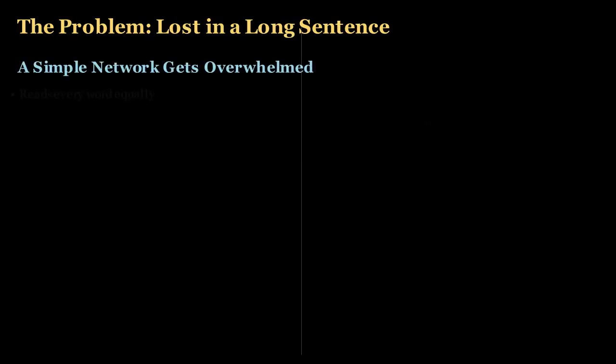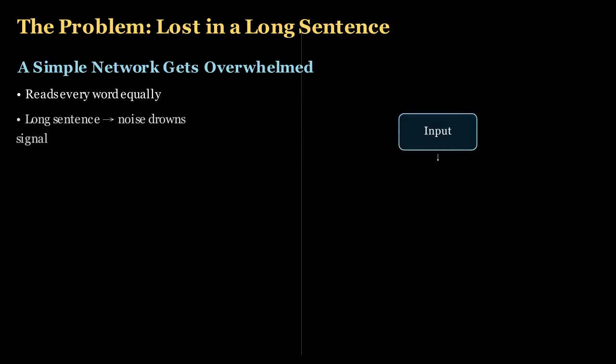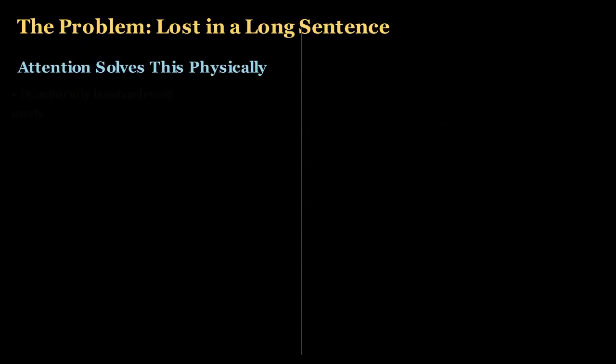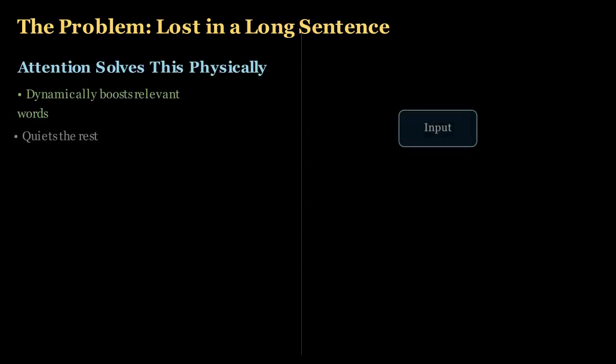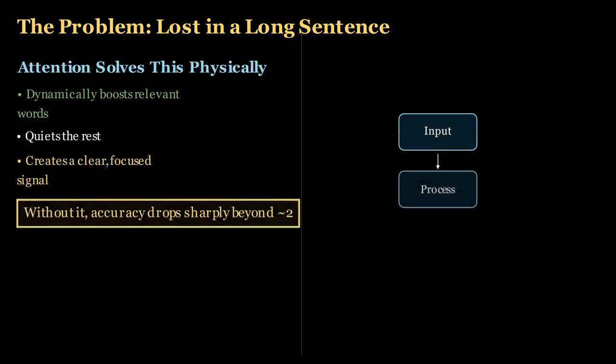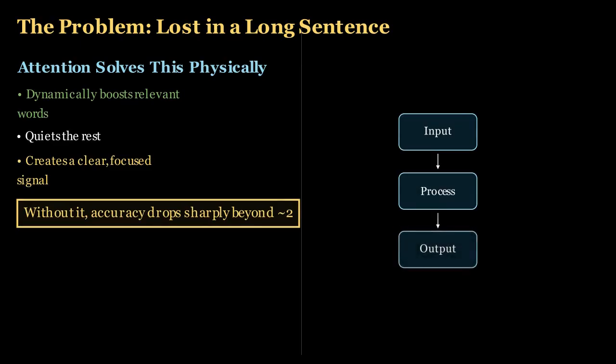We just saw attention as smart filtering. But why is it needed? A basic network reads every word with equal weight. In a long sentence, the key connection gets buried in noise, and the meaning becomes a blur. Attention fixes this by physically boosting the volume on the few words that matter right now, and quieting the rest. It turns a muddy mix into a clear, focused signal.